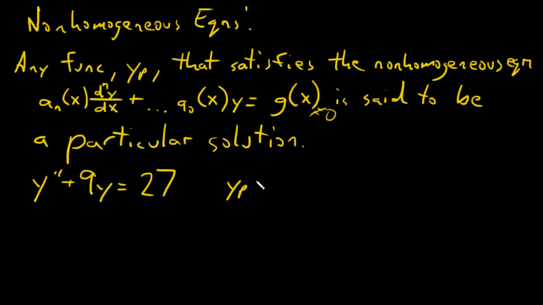Y sub p could equal 3. Second derivative of 3 is 0, plus 9 times 3 is 27. 27 equals 27. Yep, that works. So this is a particular solution right there.